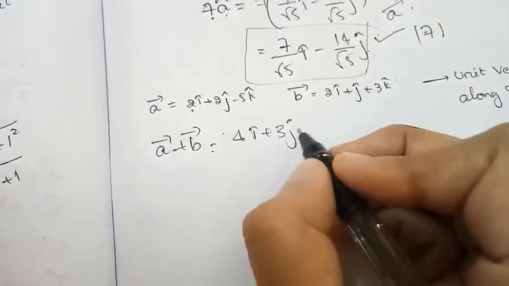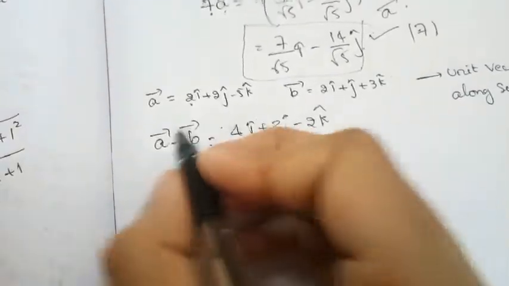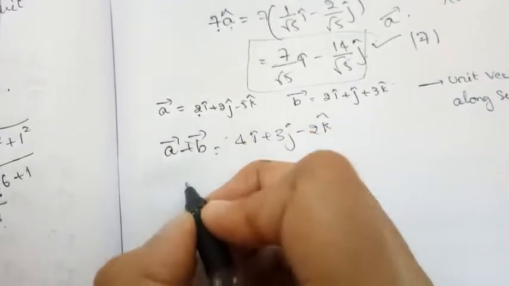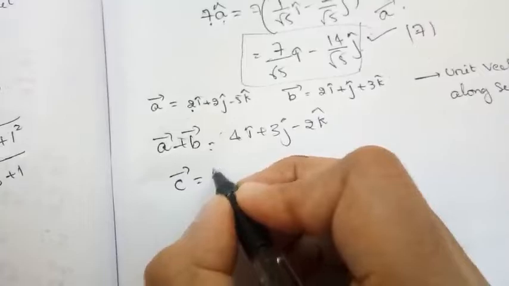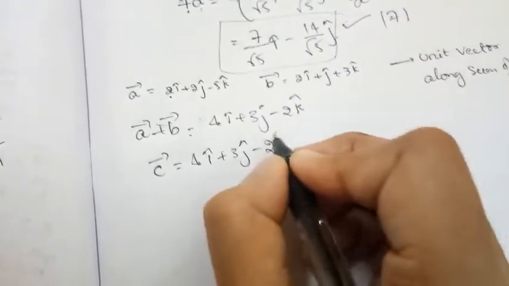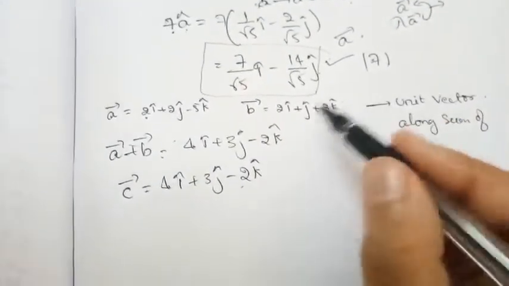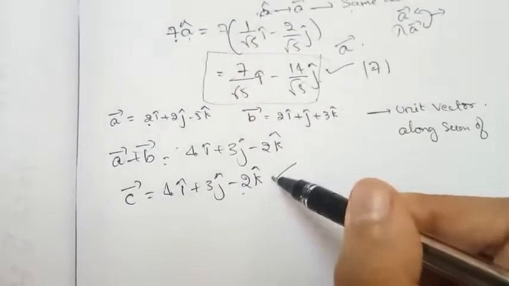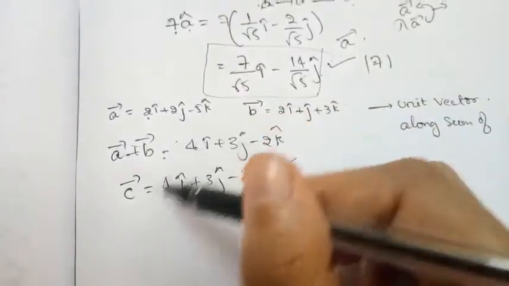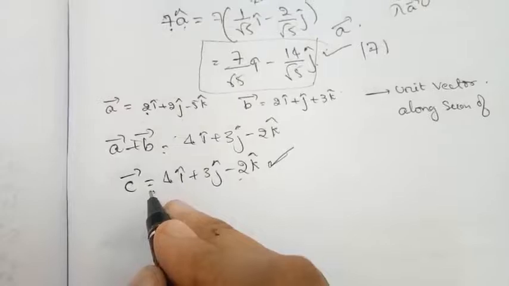Minus 5 plus 3 is nothing but minus 2k cap. So this is the vector. I call the sum of these two vectors as vector C, that is 4i cap plus 3j cap minus 2k cap. It is nothing but the sum of these two vectors. They asked us to find the unit vector of the sum of these two vectors. The sum of these two vectors is nothing but this one. So we need to find the unit vector of this one.